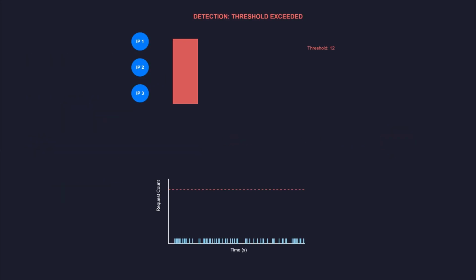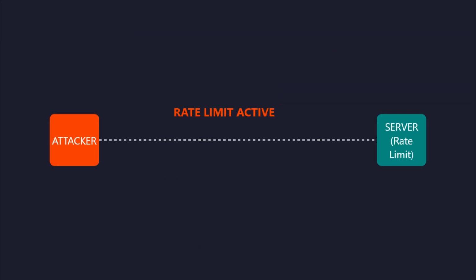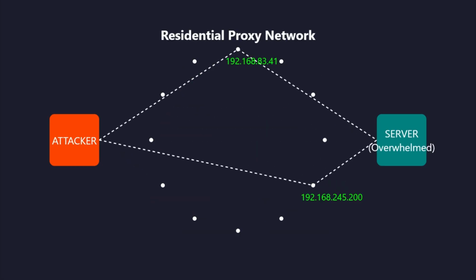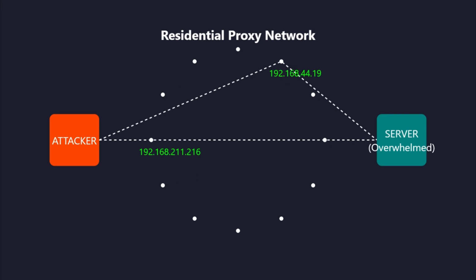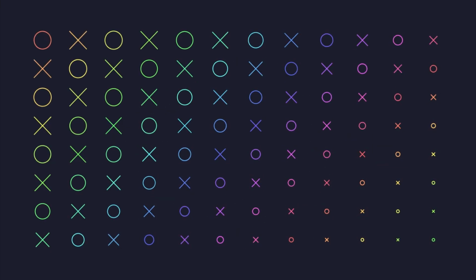Monitor the rate of requests from individual Internet Protocol addresses. Implementing a sliding window algorithm allows you to detect when a single source exceeds a reasonable threshold of checkout attempts within a defined period. Sophisticated attackers use residential proxy networks to rotate through thousands of clean Internet Protocol addresses. This renders simple rate limiting by address ineffective, as each request appears to originate from a different legitimate household.